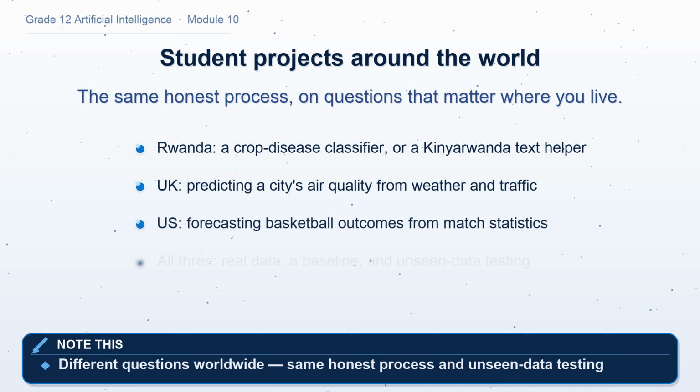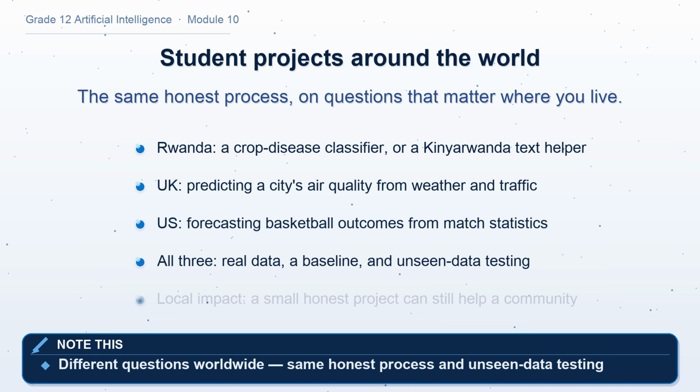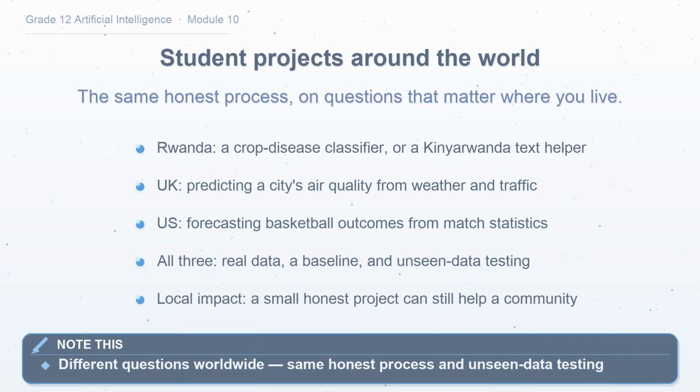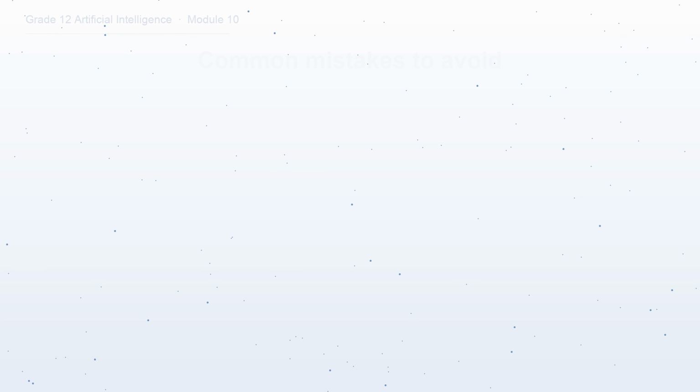Different questions, but each one needs real data, a baseline to beat, and testing on data the model has never seen. And each can have local impact. A small, honest project can still genuinely help the community around you. A few traps sink even promising projects, so let's name them.